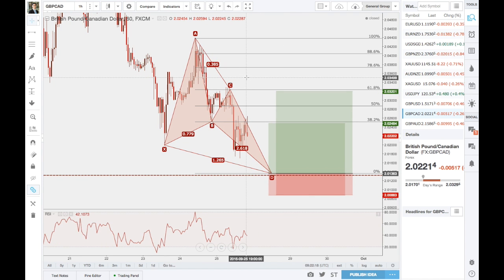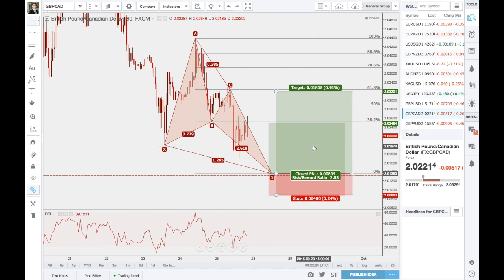So this is a key reason why I will be monitoring this market myself, for this pound Canadian. Should price come back down towards this level, that's where I'll be looking for a long setup.